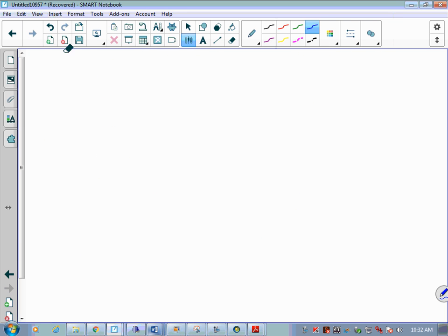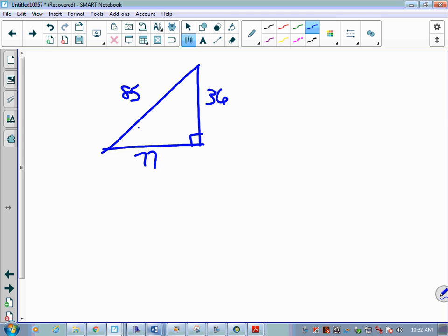Okay, let's look at another here. Number 4. Number 4's a much easier question. It gives you something that looks like this. It says here we got 36, 85 is my hypotenuse, and we got 77, and we want to know what is that angle right there.